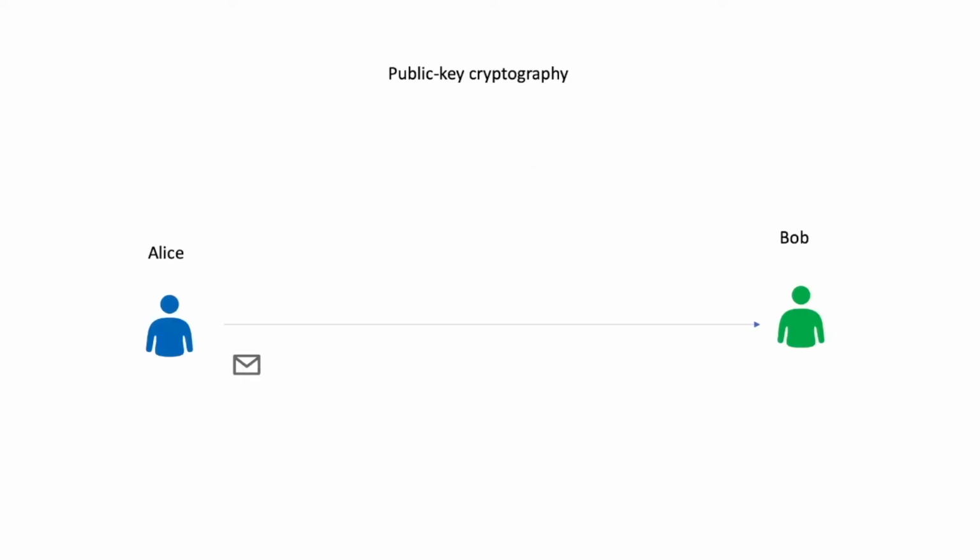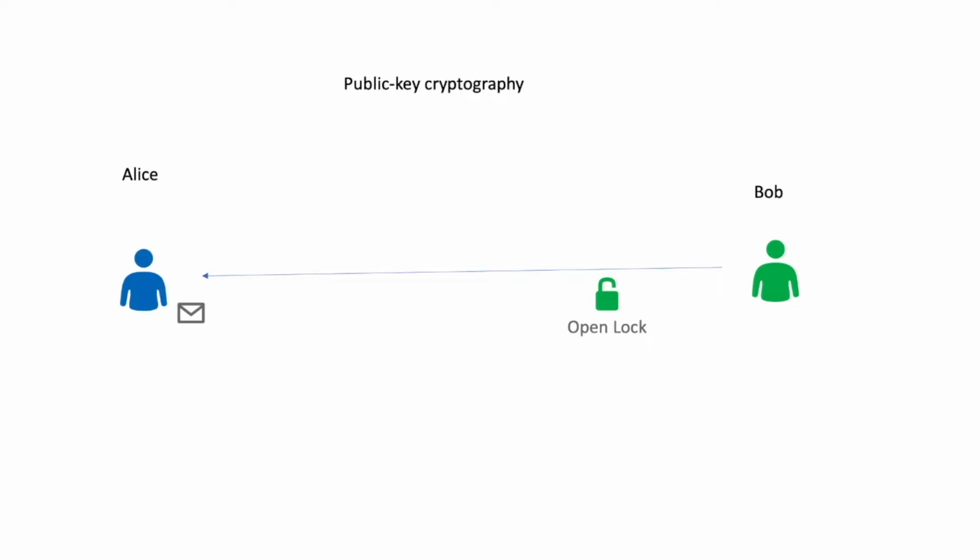Okay, so let's start with the basics of public key cryptography. Alice wants to send a message to Bob. So how does she do that? To enable Alice to send a message, Bob sends an open lock so that Alice can send the message securely.